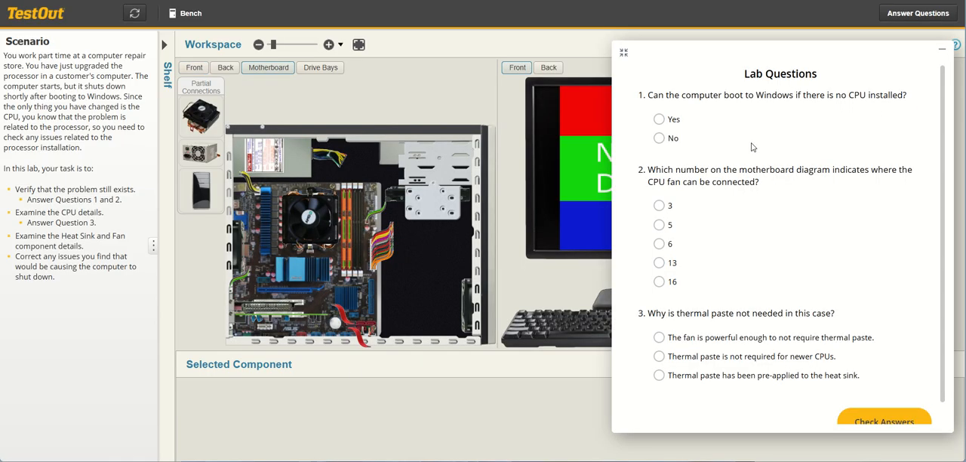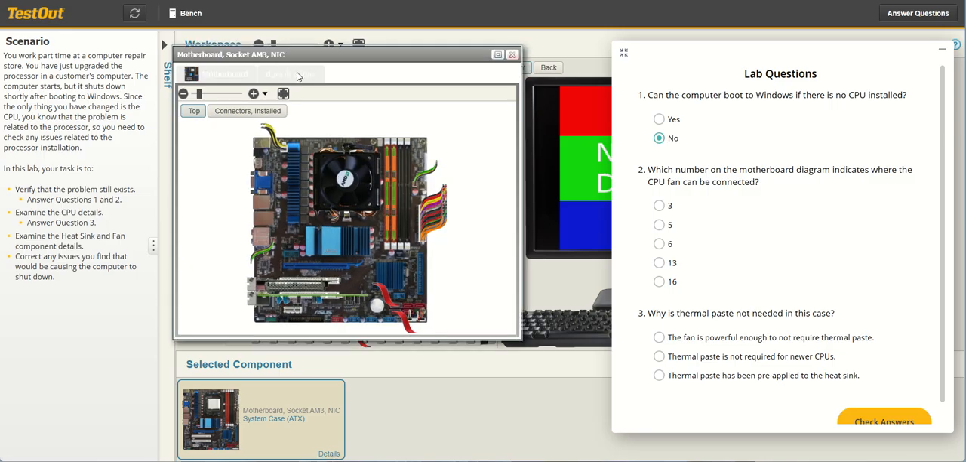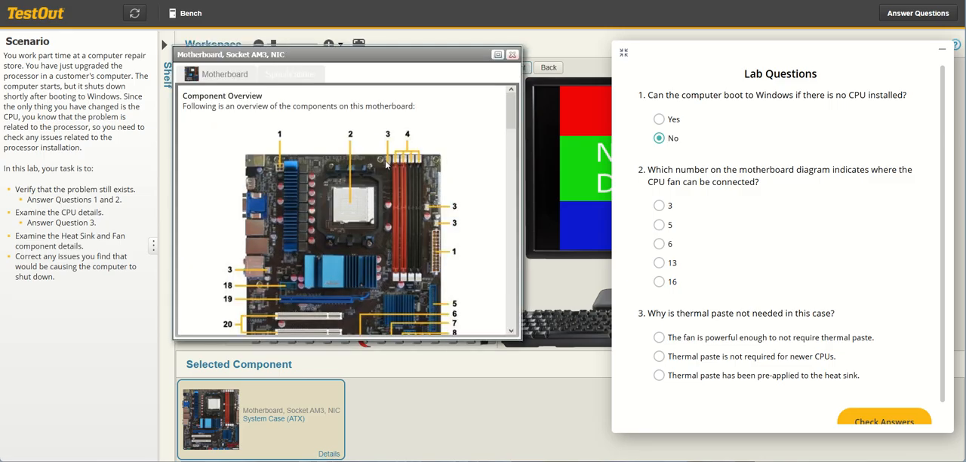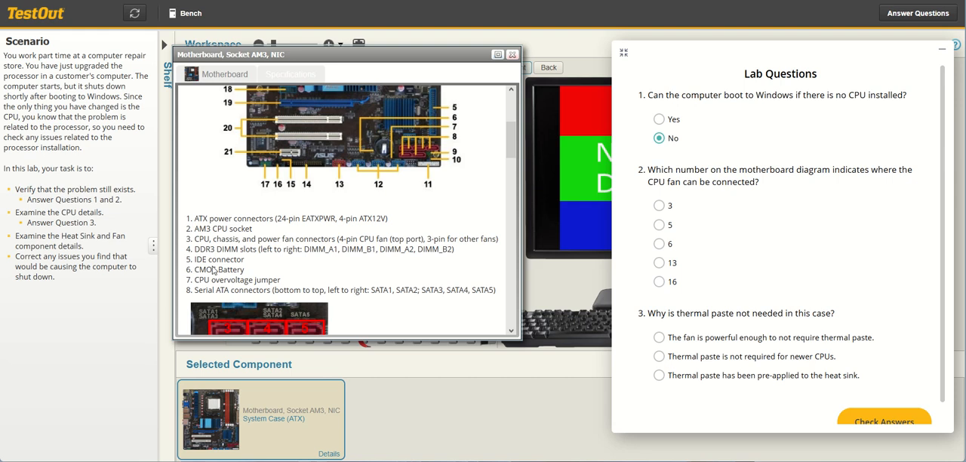What are these questions saying? Can the computer boot to Windows if there's no CPU installed? That's a no. Which number on the motherboard diagram indicates where the CPU fan can be connected? Let's take a look. Specifications. I know right there. Three. Three.